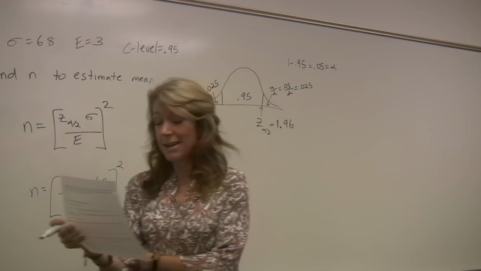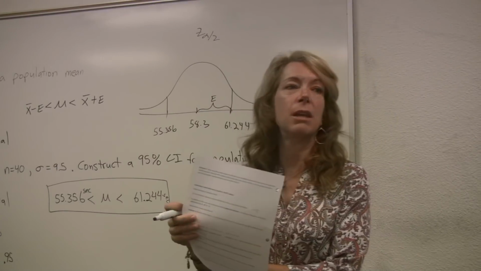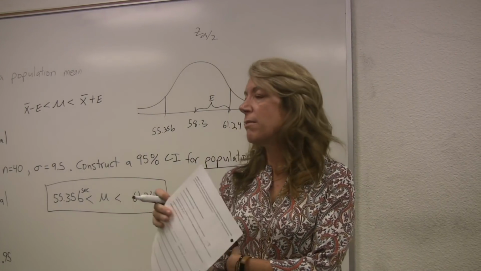We're going to construct a 99% confidence interval estimate for the population mean. So what are we being asked to find?